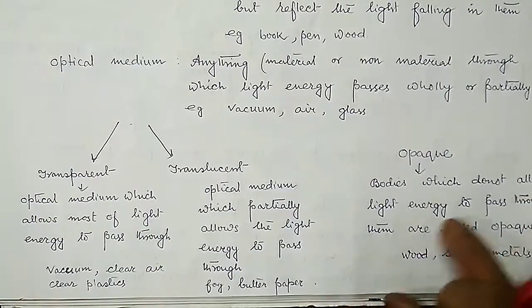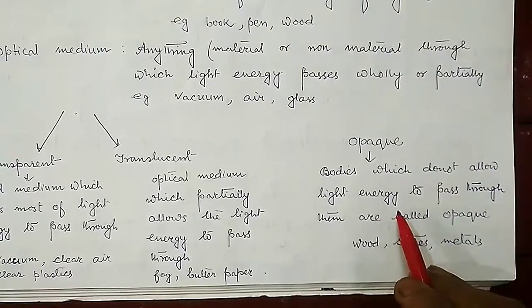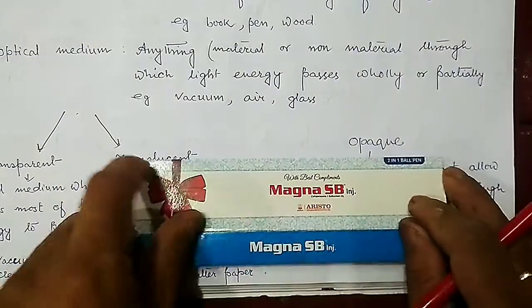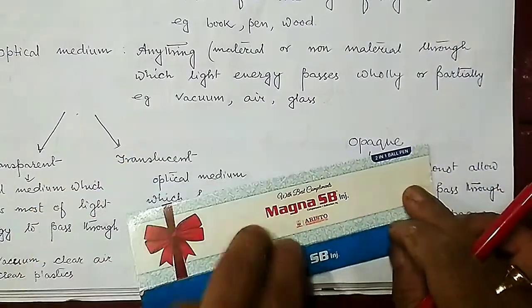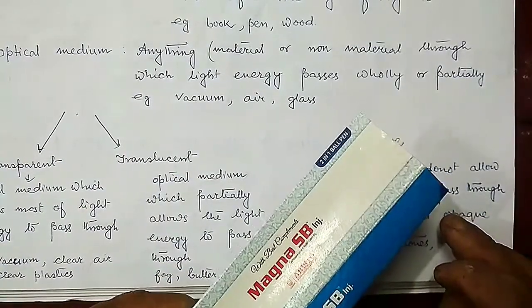Now what do you mean by opaque objects? Opaque means bodies which do not allow light energy to pass through them are called opaque objects. Say suppose this type of paper. Now through this paper, can you see what is written here? If I cover it, now I cannot see anything. That means this type of materials are called opaque objects.